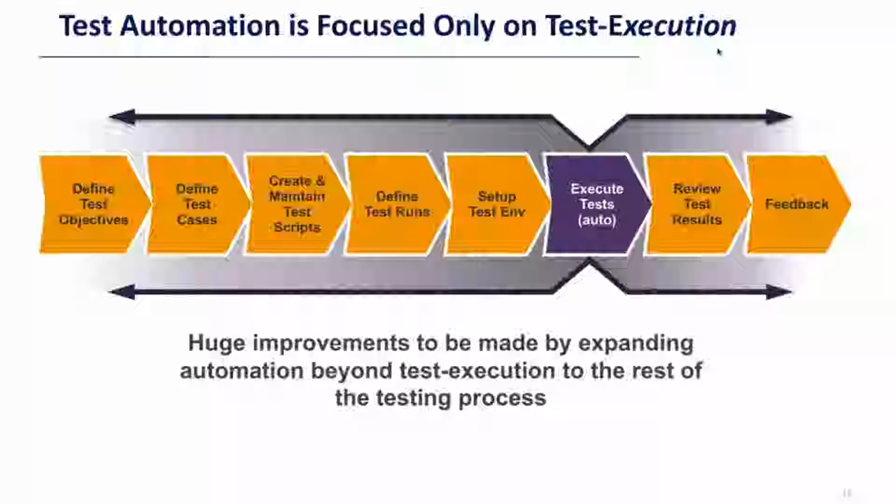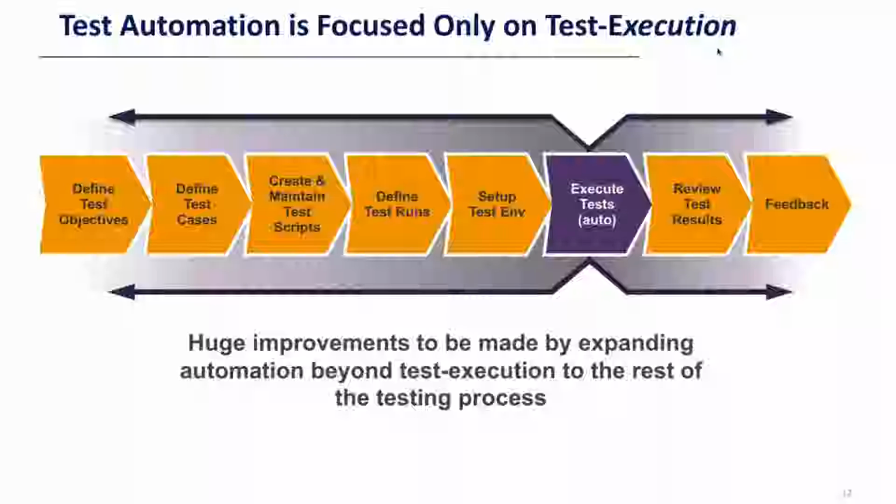Well, firstly, thinking about test automation, it's typically focused on only one part of the testing cycle. Here we can see the testing cycle ranging from defining test objectives, defining test cases, creating the scripts, setting up the environment, then executing the tests, reviewing the test results, taking that feedback, and then refining those tests. The only part shown here in purple that's really automated is the execution of those test scripts.